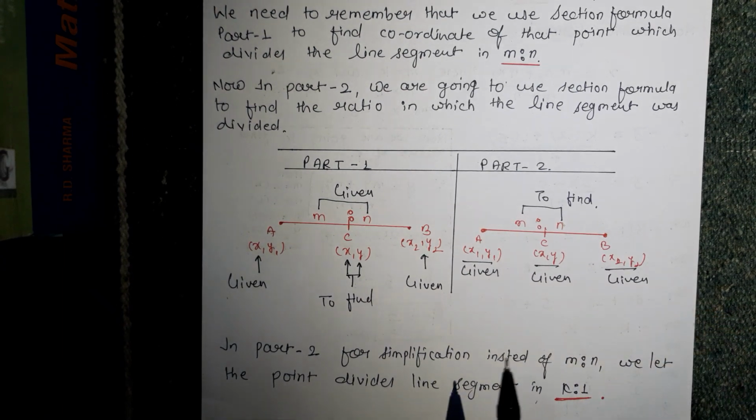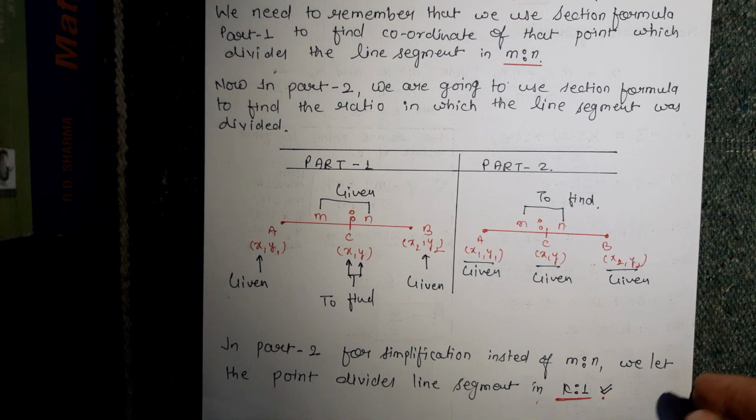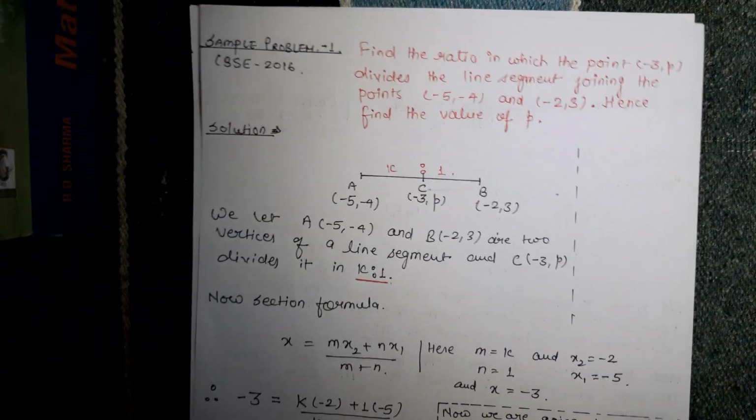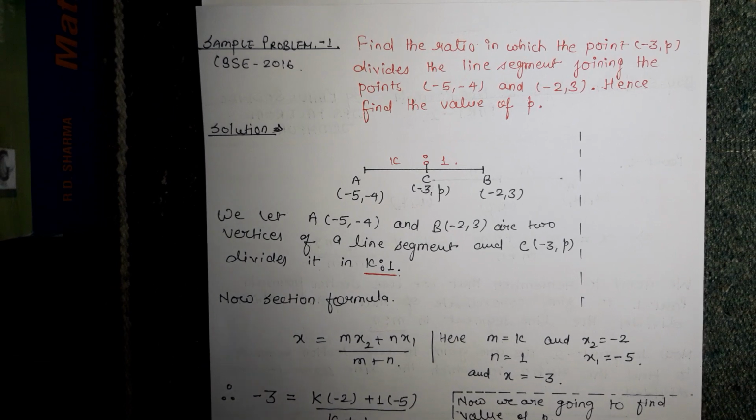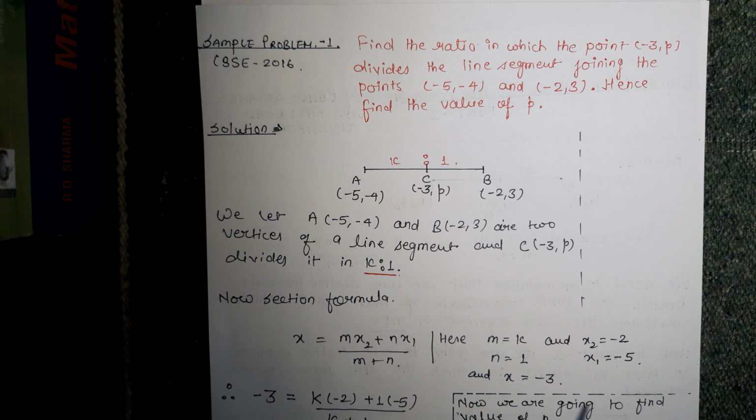So in part number 2, for simplification, instead of m:n, we let the point divide the line segment in k:1. Fine. So we need to take k:1 in each case. So let's start with one sample problem. Here is the sample problem number 1. Find the ratio in which the point (-3, p) divides the line segment joining the points (-5, -4) and (-2, 3), and hence find the value of p.